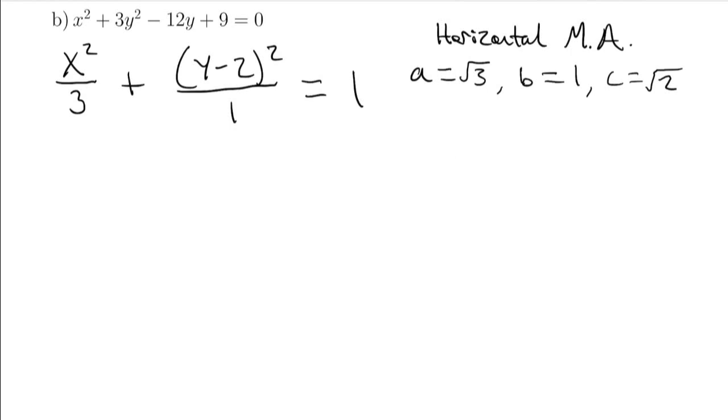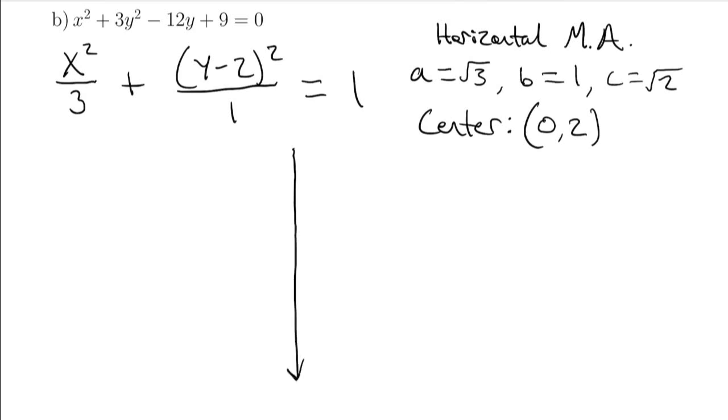What else can we find? The center. Well, remember I said we can think of this as x minus 0 squared. So that means the x coordinate of my center is 0. And the y coordinate is 2. So we found the center, and I think that's all the information we need to start sketching this graph and seeing if we can finish off finding the vertices and foci.